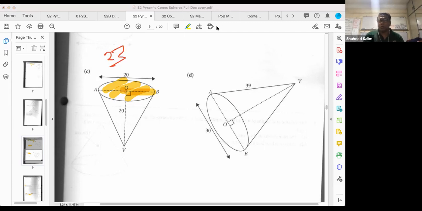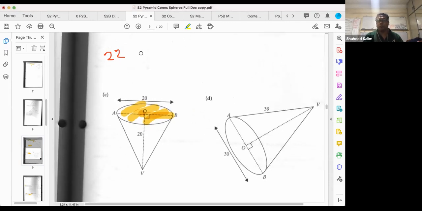Oh, sorry, 22/7 times 10 times 10. No, not 20, because radius is 10. We'll never do pi r squared. Okay, you must do pi r squared.